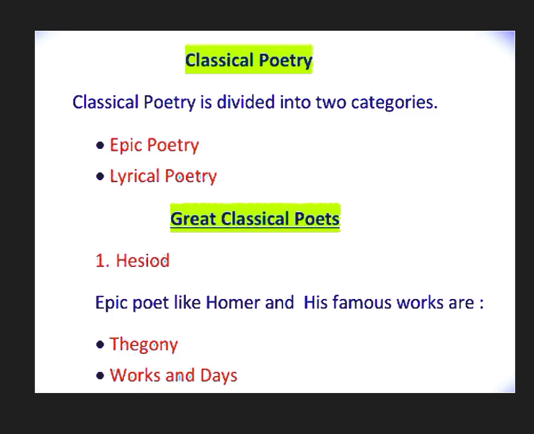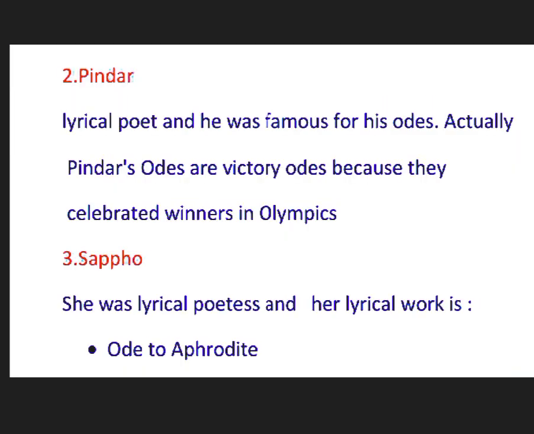Okay, the next is classical poetry. Classical poetry is divided into two categories. The first is called epic poetry, and the second type is called lyrical poetry. If we talk about the great classical poets, the first is Hesiod, and he was an epic poet like Homer, and his famous works are Theogony and Works and Days. These two are important epic works by Hesiod.